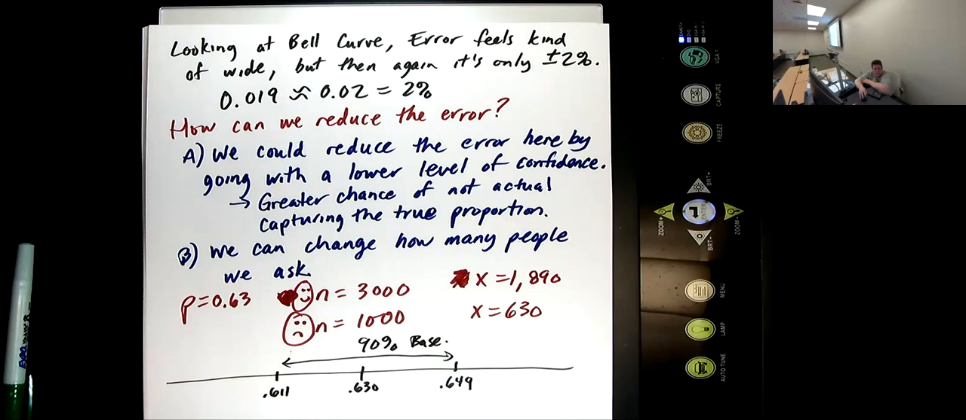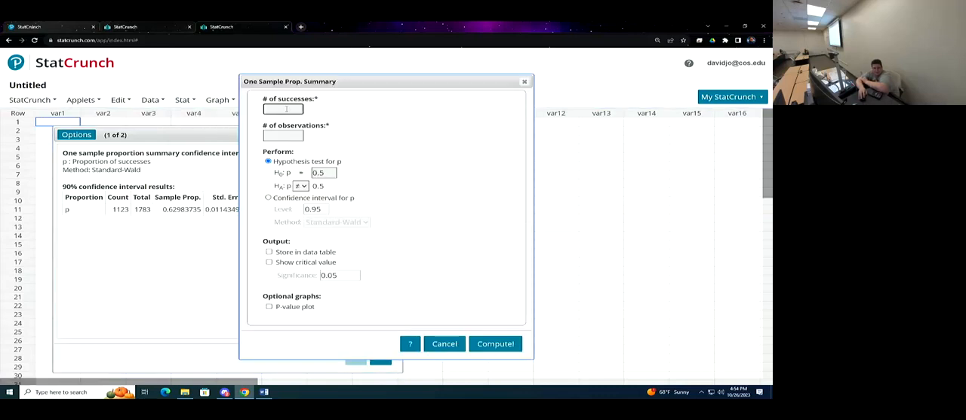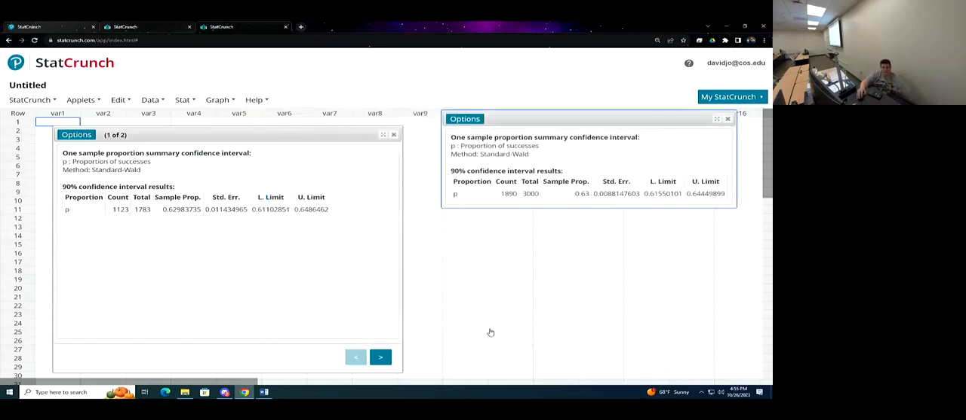I'm going to keep that up right there. Let me shift over to the screen. I'm going to do a new proportion stat, new one sample with summary. And I said I needed 1,890 with 3,000 people to keep that same percentage. I need to make sure I do 0.90. And it gives me 0.615 to 0.644. So this one is 0.615 to 0.644. That's for n equals 3,000.